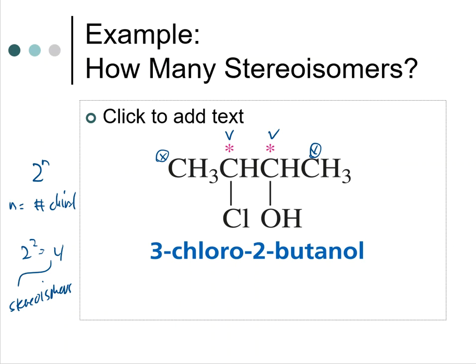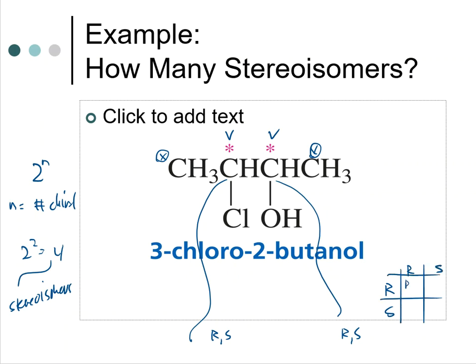How do I get those 4? Well, keep in mind, this first one will give you an R and an S form. This next one will give you an R and an S form. So if I combine these options together, R, S, R, and S, I can have an RR, an RS, an SR, and an SS. There's my 4 options.